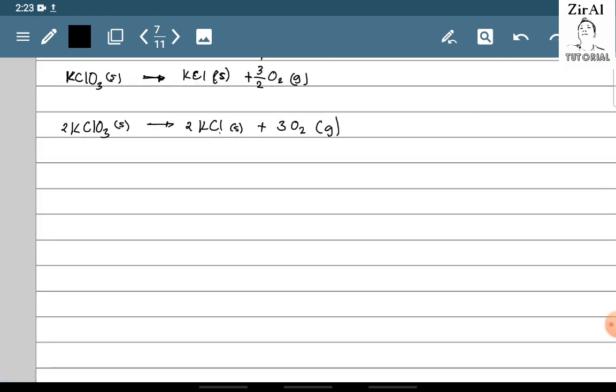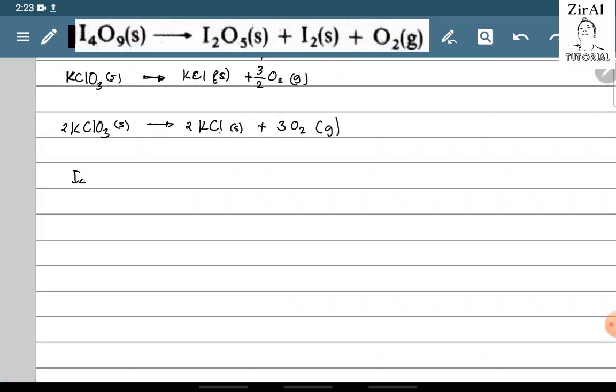Okay, next one. You have an I4O9. That is again a solid. I expect that this compound is crystals, powder usually. And then you have an I2O5. Again, solid. And then you have an I2, which is a solid. And then you have O2, which is a gas.